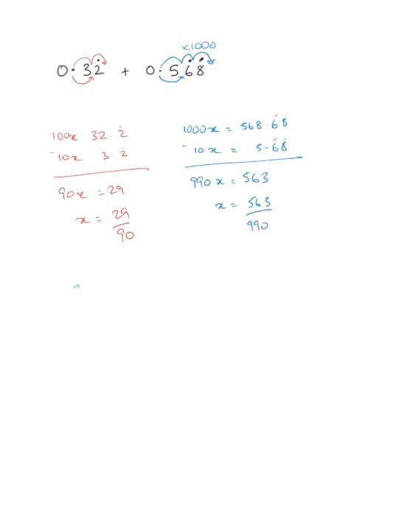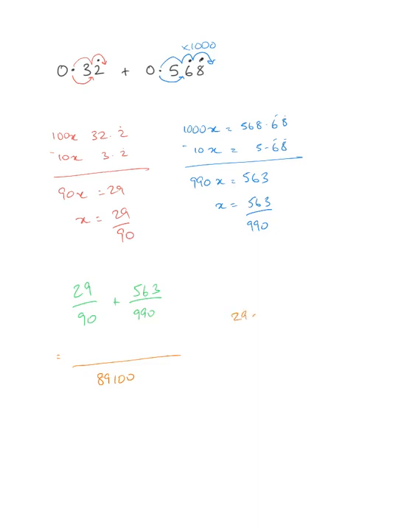Okay, so what I need to do now is the fraction addition. The reason that I'm going to add these fractions and keep them as fractions is to make sure we're keeping exact answers. Now, if you remember from the previous slide, the first thing I need to do is work out 90 times 990, which is 89,100. And the reason I'm doing that is to get a common denominator.